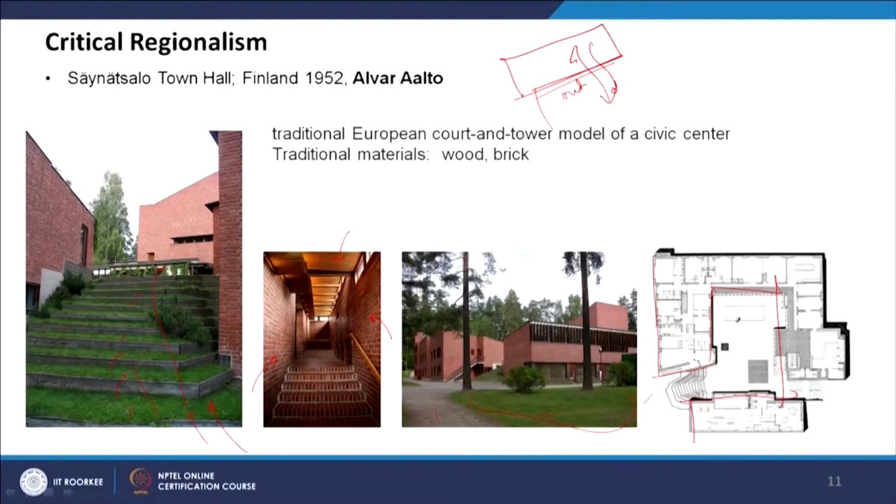Now, if we look at the plan of the building, it comes from the traditional European court and tower model of a civic center. This is a town hall, which is a civic center. The traditional European civic center has a court, so you enter towards the courtyard, and then there is a tower. These are the traditional model of civic center which he followed, and the traditional materials, wood and brick, are giving this design. So that's how this is blending the concept of the traditional court and tower model of a civic center into the design, and becoming an example of a critical regionalist design.